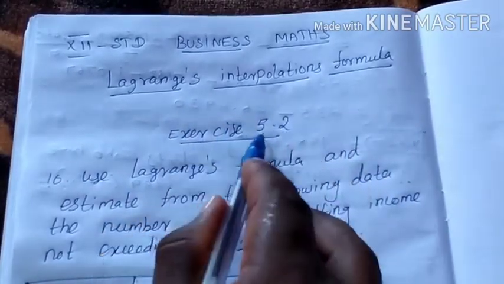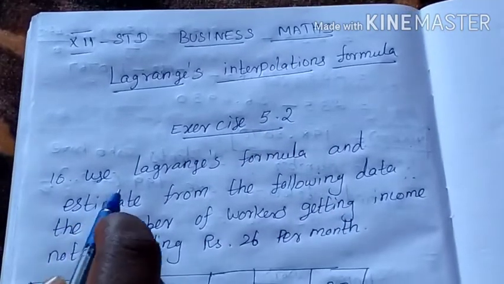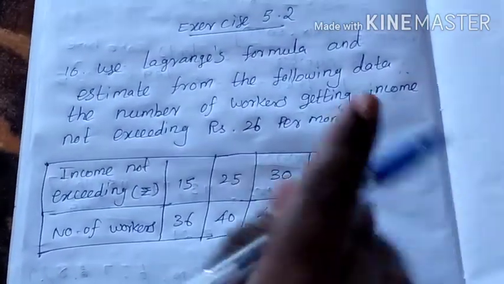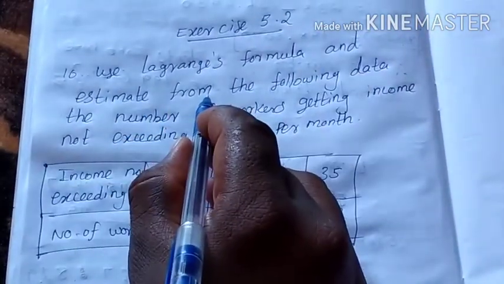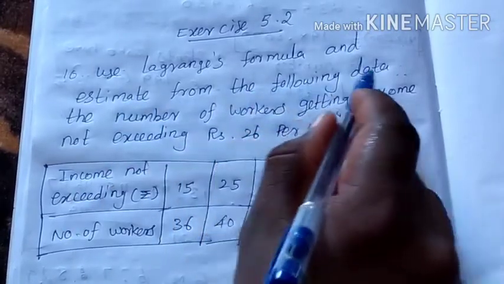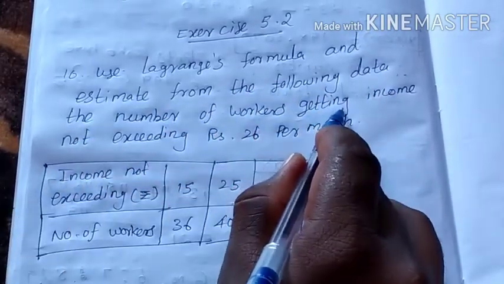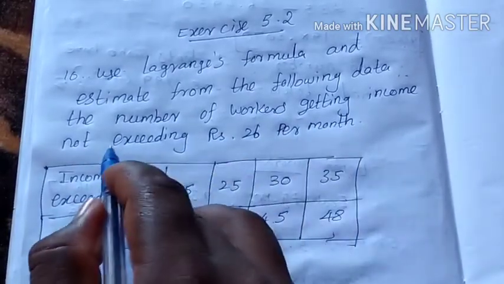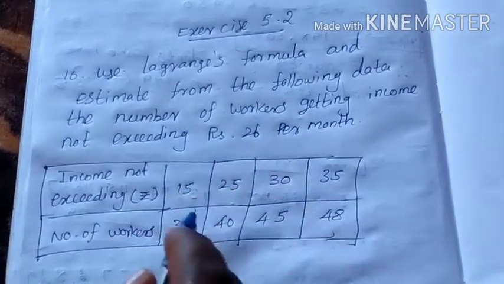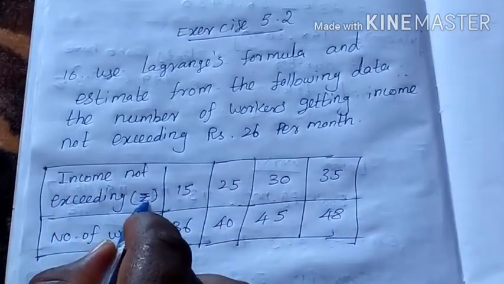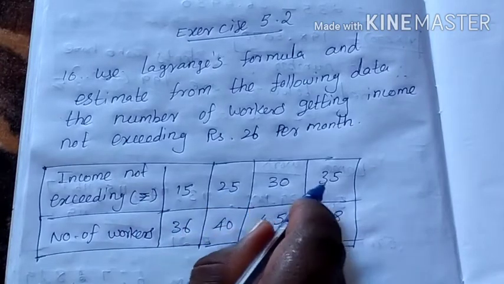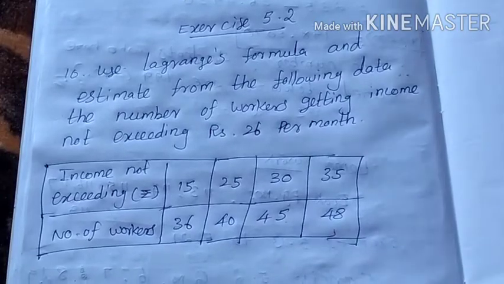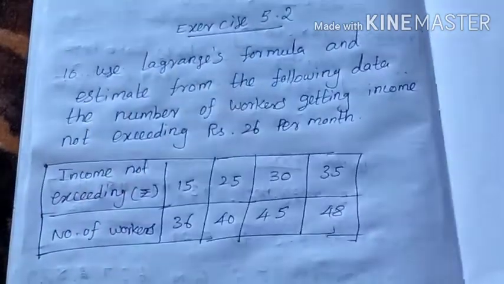Exercise 5.2, 10th question: use Lagrange's formula and estimate, from the following data, the number of workers getting income not exceeding rupees 26 per month. Income not exceeding rupees: 15, 25, 30, 35. Number of workers: 36, 40, 45, 48.